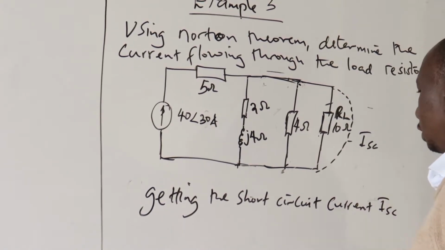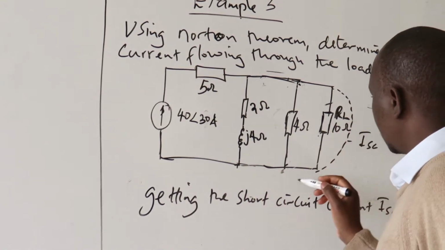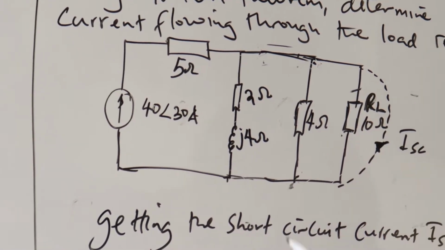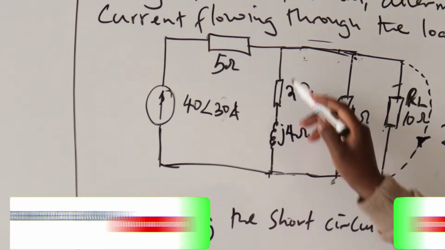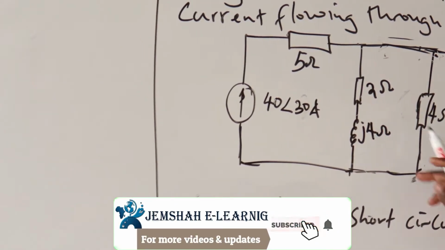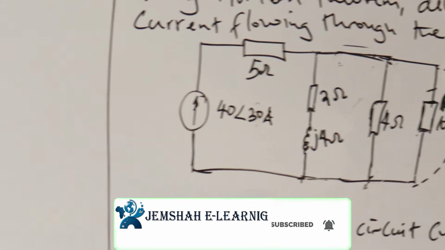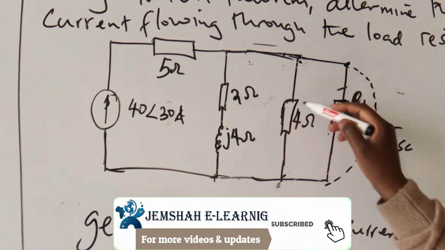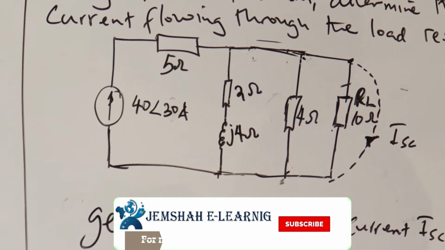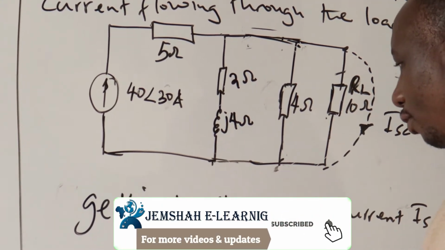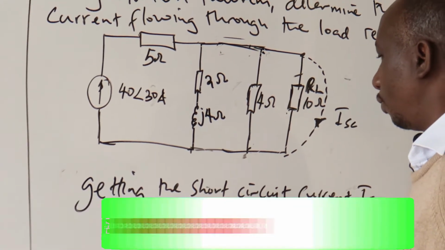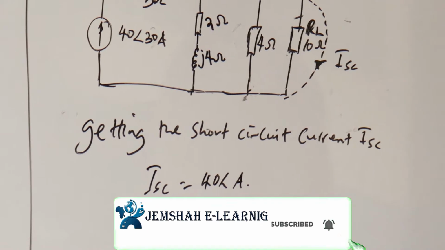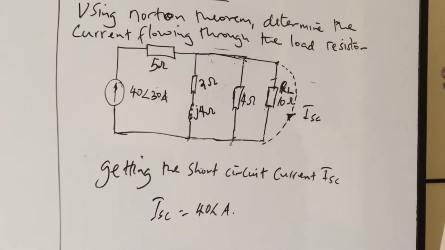So getting the short circuit current, I of SC. When we have created a short circuit path here, look at the circuit. The current that gets here will be bypassing all these resistances. When you create the short circuit at this point, because all these resistors are in parallel, at the end of the day the short circuit current I of SC will be 40 at the angle 30 amps.